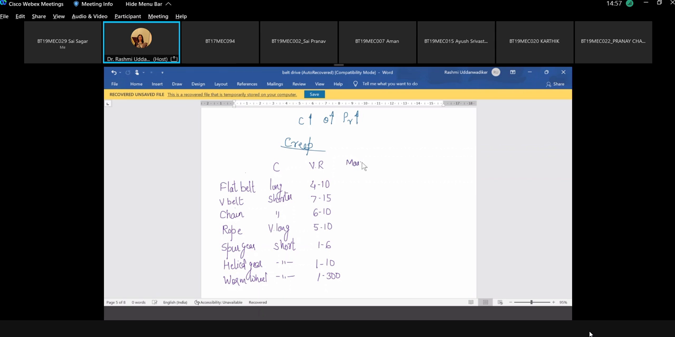If we talk about the maintenance, which one requires minimum maintenance? Which amongst these would require minimum maintenance? Rope drive, spur gear minimum? No. Belt drive, yes. Flat belt drive will require minimum of the maintenance. All other will require medium level maintenance. And maintenance is very high for worm and worm wheel. That is because this produces lot of heat.